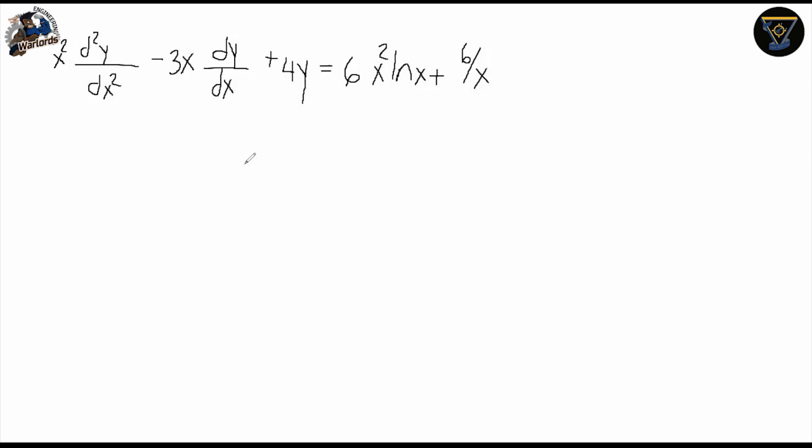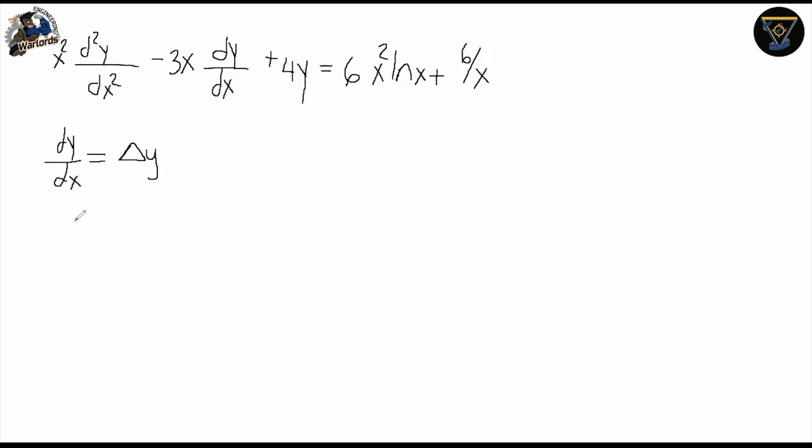The first thing in order to solve a Cauchy-Euler is that you need to make substitutions. We need to make substitutions for dy by dx and d squared y by dx squared, right? So what we're saying is that dy over dx is equal to Dy. Some people use d, some people use anything.